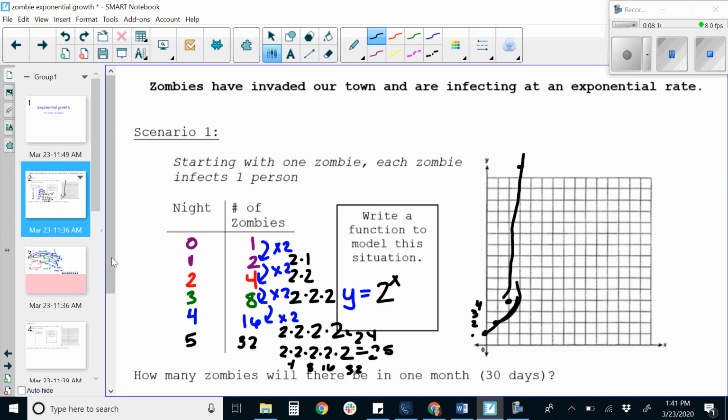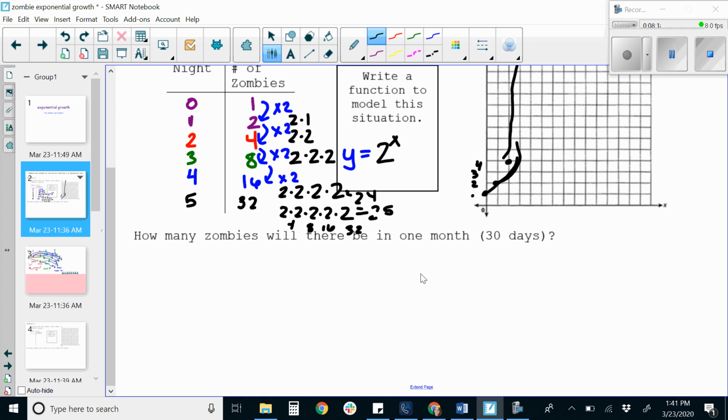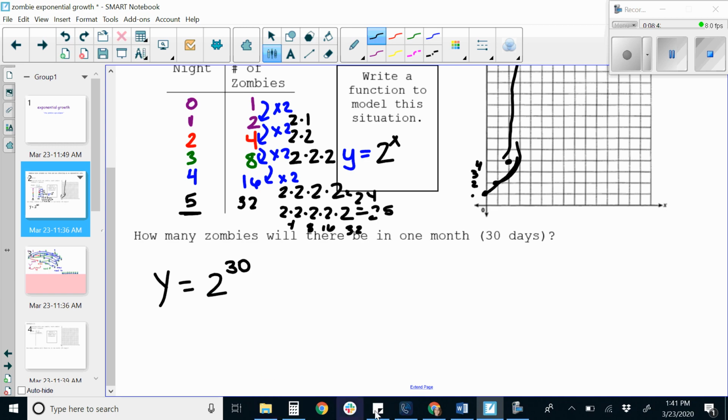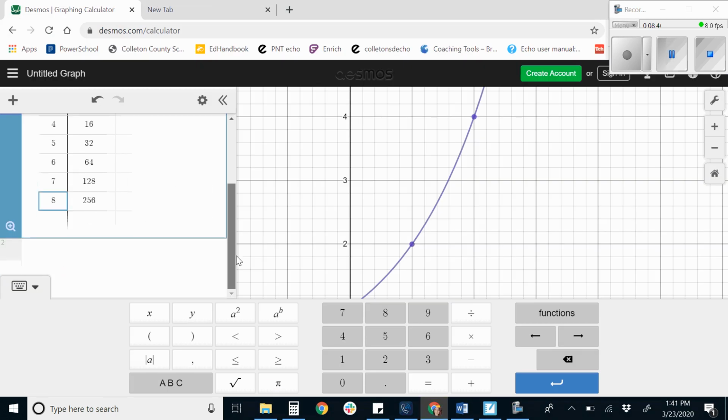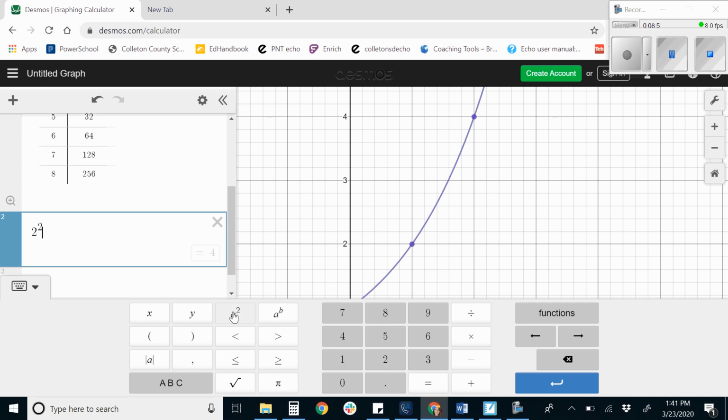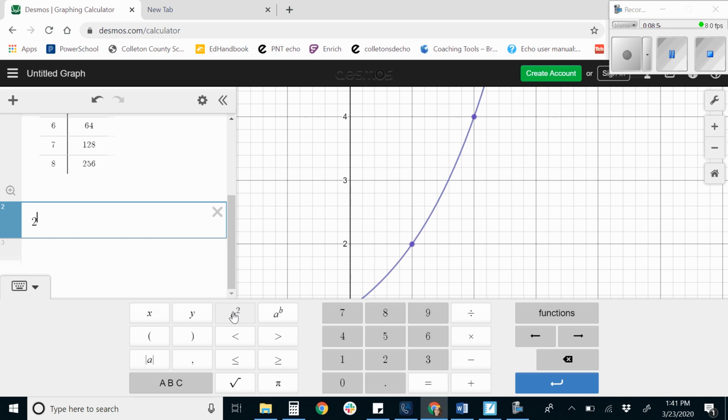Let's look at this question down here at the bottom. How many zombies will there be in 1 month? 30 days. So I need to be looking at my x is 30. So y equals 2 raised to the 30 power. Well, let's see what we find. That's not the calculator I wanted. 2 to the 30th power.